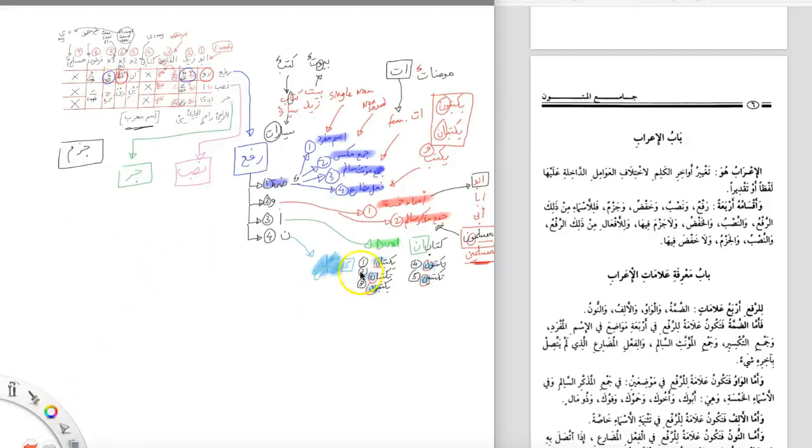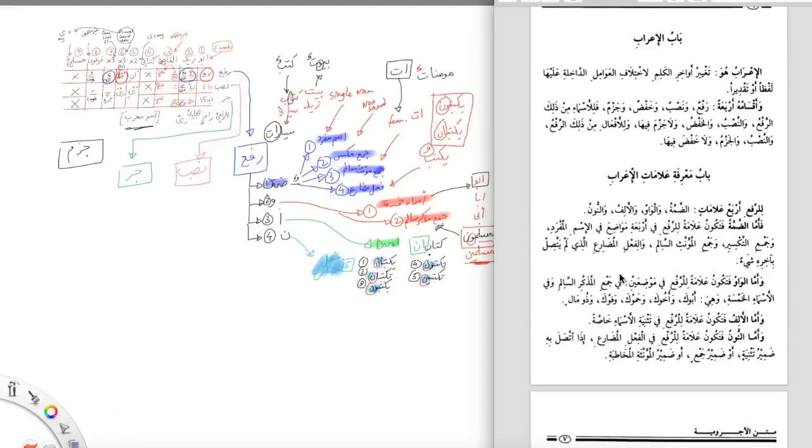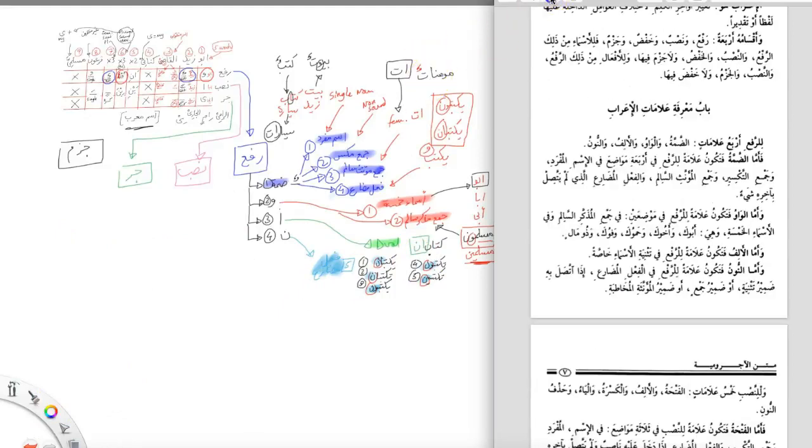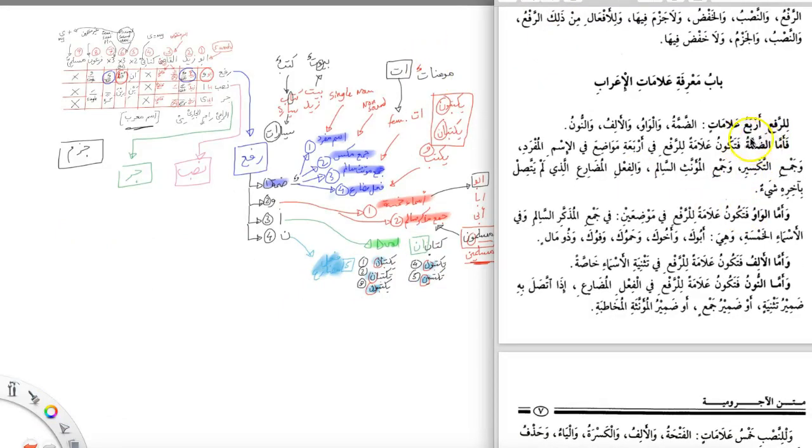Okay, Bismillah ar-Rahman ar-Rahim. So last week we covered the rafa. We talked about rafa and we mentioned the signs for the rafa. Rafa comes in the form of a dhamma in 4 cases. It comes in the form of waw in 2 cases. It comes in the form of alif in 1 case, and it comes in the form of noon in 5 cases, and that's just to do with the verbs.